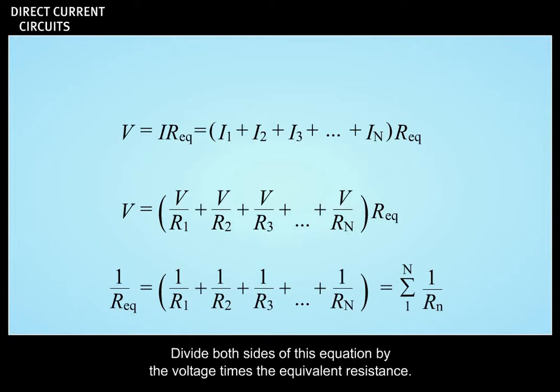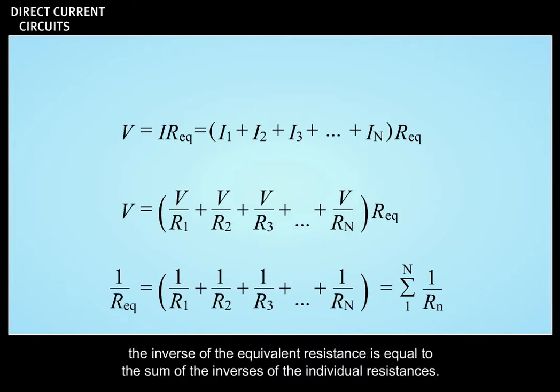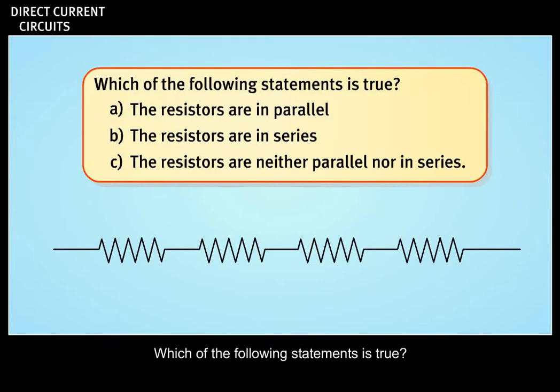Divide both sides of this equation by the voltage times the equivalent resistance. This gives us the general solution that, for resistors in parallel, the inverse of the equivalent resistance is equal to the sum of the inverses of the individual resistances. Which of the following statements is true?